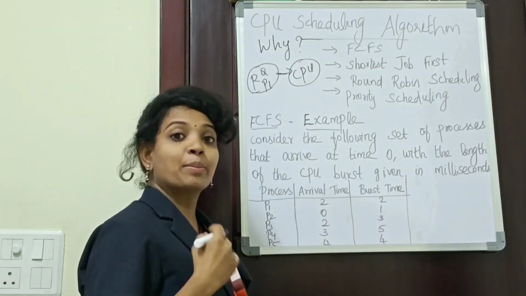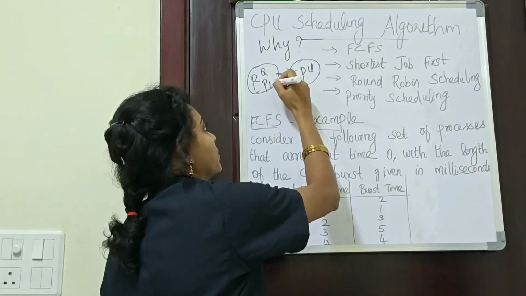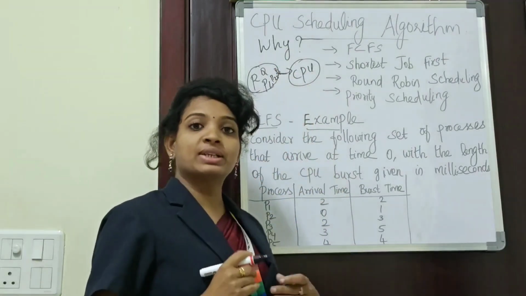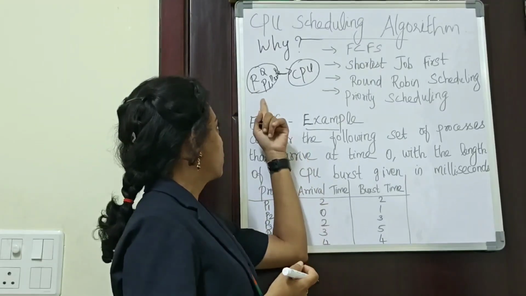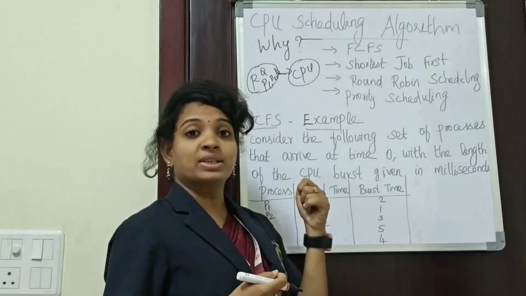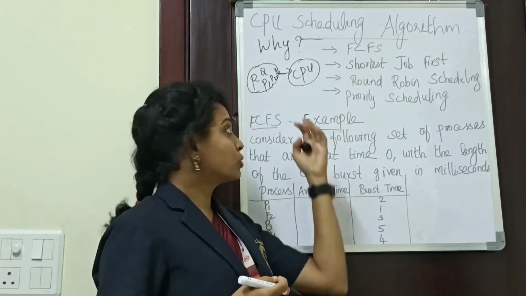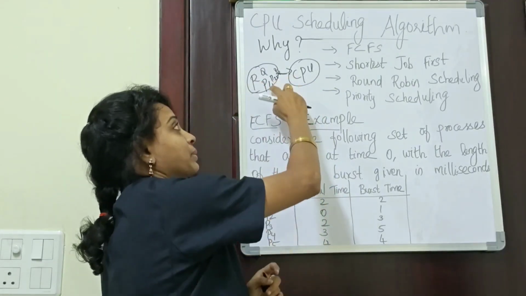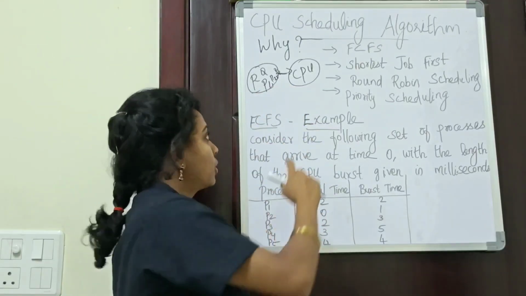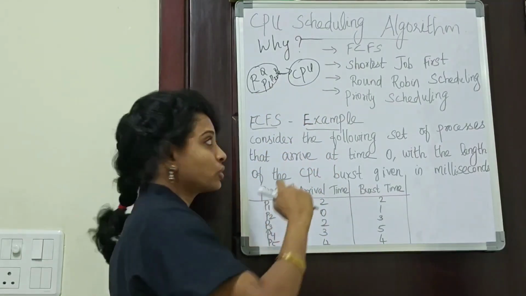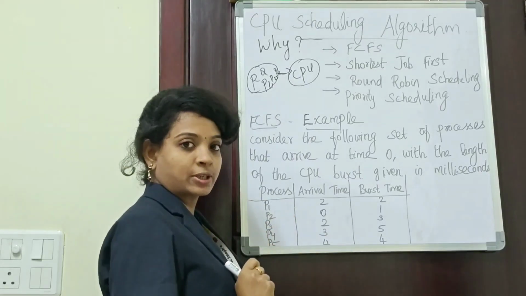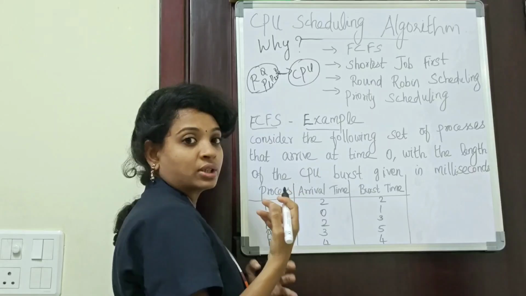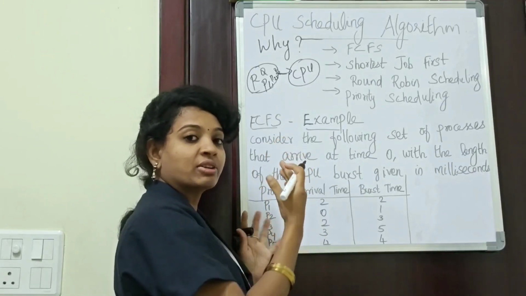Suppose there are multiple processes in the ready queue, P1, P2, P3. Likewise, if there are multiple processes in the ready queue, which process will be executed in the CPU first? The CPU will be confused whether the P1 process has to be executed first, or the P2 process, or the P3 process. So there is a conflict. The CPU is confused about which process in the ready queue to execute.